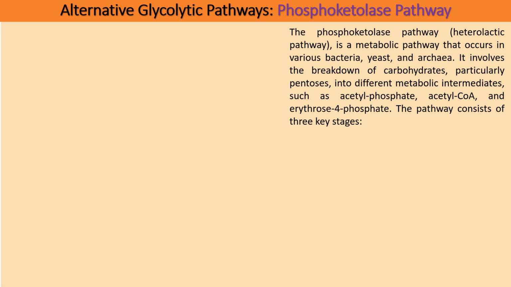Now, the last alternative glycolytic pathway is the phosphoketolase pathway. The phosphoketolase pathway is also known as the heterolactic pathway. It's a metabolic pathway that occurs in various bacteria, yeast, and archaea, and it involves the breaking down of carbohydrates, particularly the pentose sugars, into different metabolic intermediates, such as acetyl phosphate, acetyl-CoA, and erythrose 4-phosphate, which are used for various synthetic processes. So the pathway consists of 3 key stages, which we are going to see.